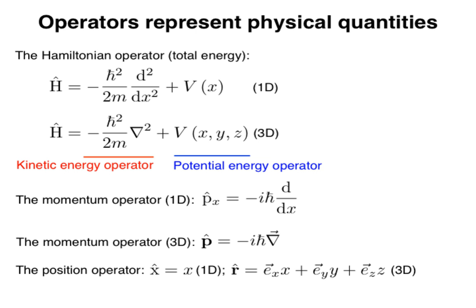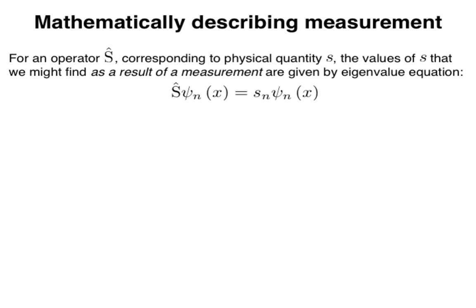Perhaps the most important operator in quantum mechanics is the Hamiltonian, the operator that corresponds to the total energy of a given physical system, and that can be written as a sum of the kinetic and potential energy operators for that system. Other important examples are position and momentum operators. It is easy to show that these operators are linear, in the same way as we have done earlier for other operators. For an operator capital S corresponding to physical quantity or observable small s, the values of s that we might find by measuring it are given by the following eigenvalue equation.